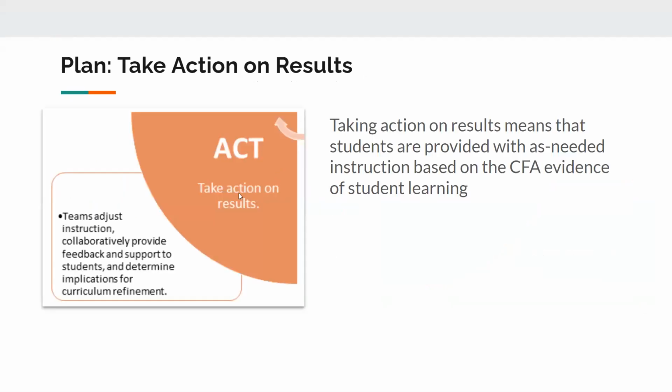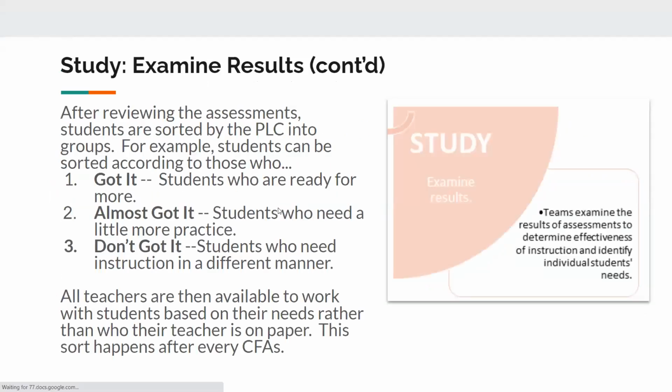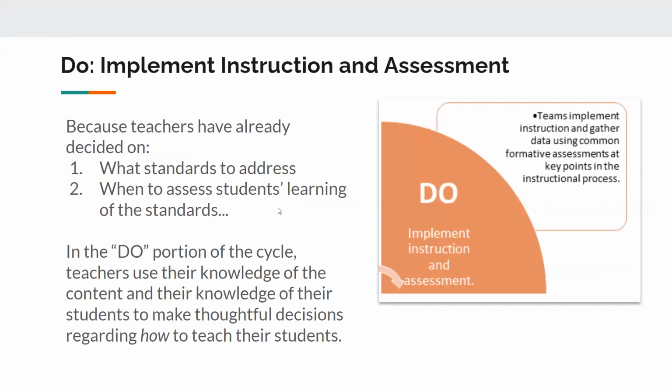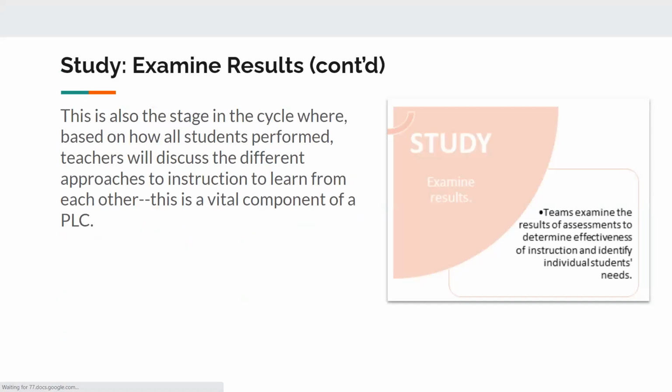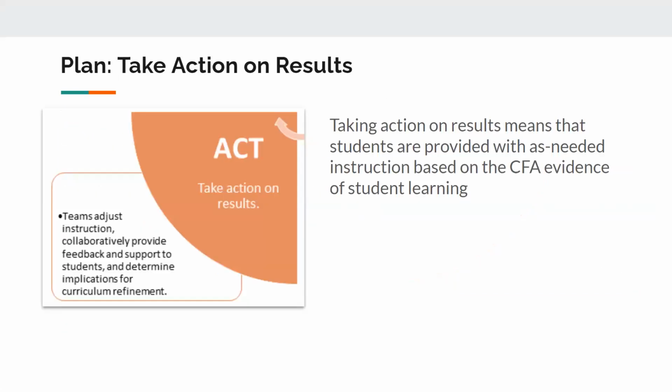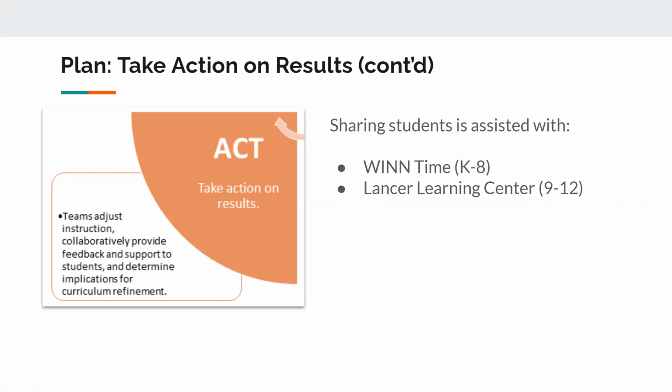And then the last part of the cycle in terms of getting through all four of these stages the first time around is the take action on results. And again, this won't happen until next school year after you've done your do, your study. You're now on act. So taking action on results means that students are provided with as needed instruction based on the CFA evidence of student learning.